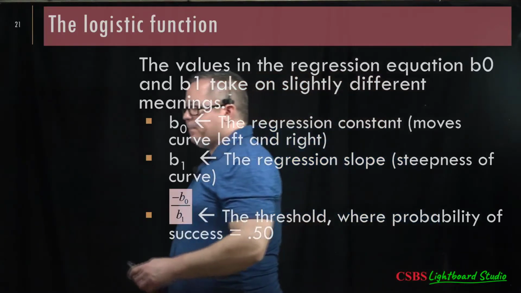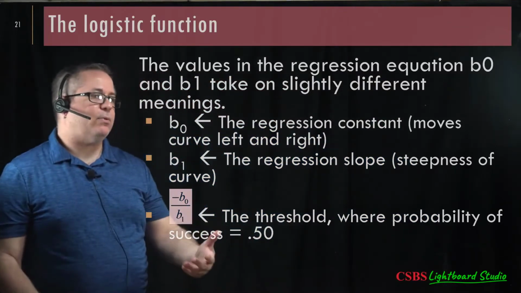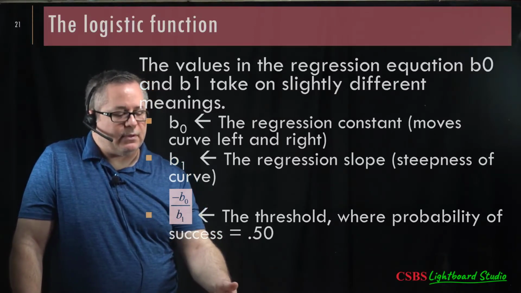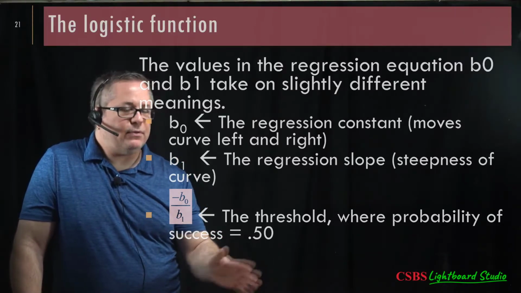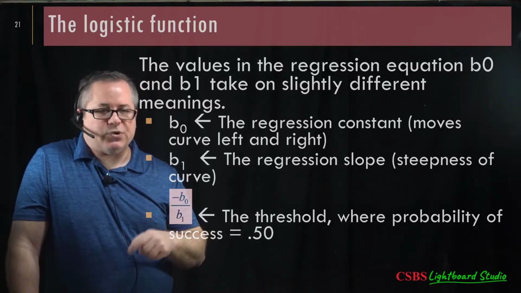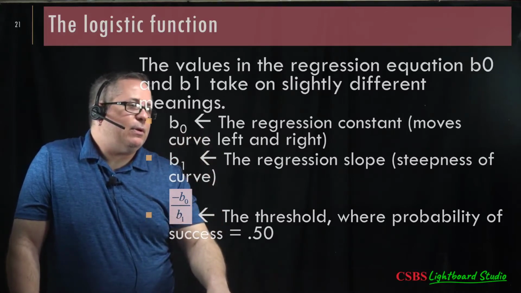Okay, so we're used to the B0. We're thinking of that as A, if you like, in a regular regression. What we think of as the intercept value. It still is the intercept value. I mean, you can interpret it that way. But because of the shape of the line, these S-shaped curves, the interpretation of B0 becomes a little bit different.